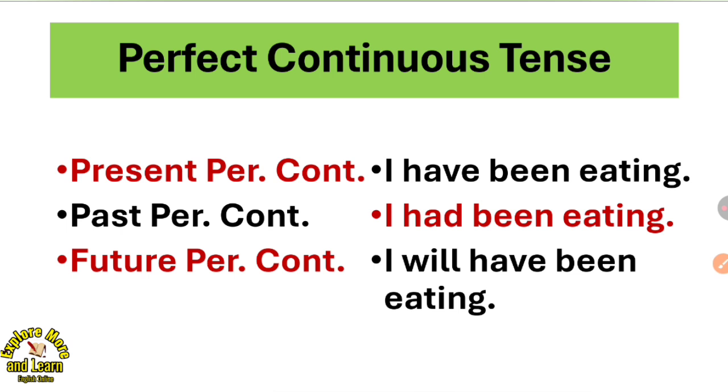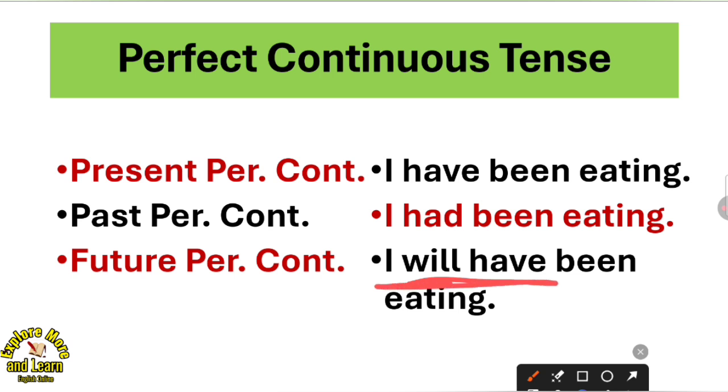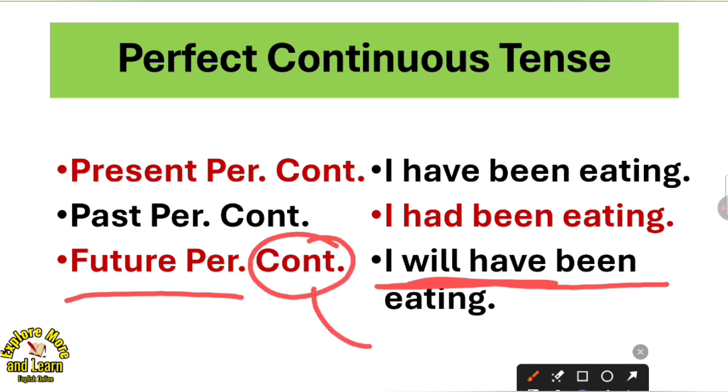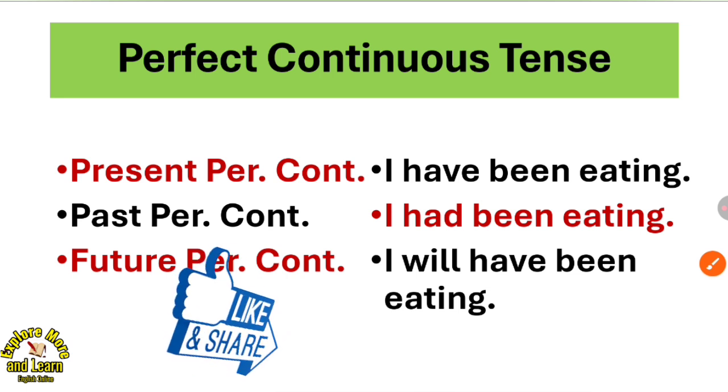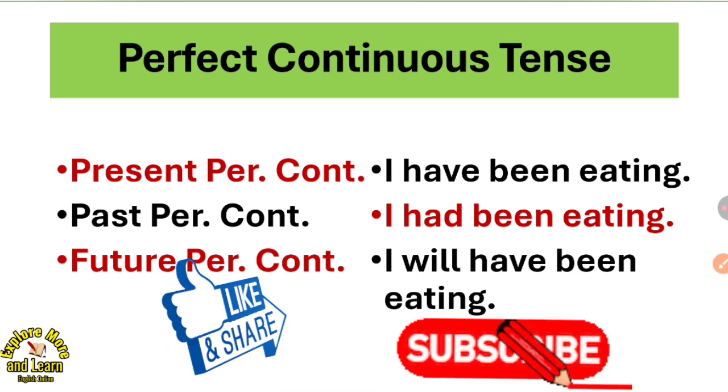So what is the basic structure? This is subject plus will have been. So this is the part of future perfect, and the continuous part is verb plus ing. So these are the basic structures of all the tenses, and we have taken one sentence in all the tenses. I hope you have understood well one sentence in all kinds of tenses.